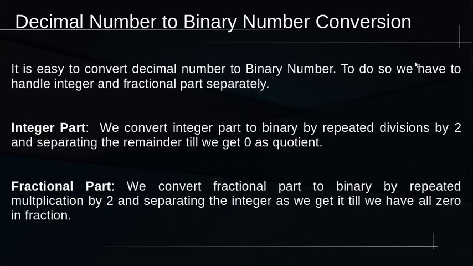Decimal number to binary number conversion. It is easy to convert decimal number to binary number. To do so, we have to handle integer and fractional part separately. For integer part, we convert integer part to binary by repeated division by 2 and separating the remainder till we get 0 as quotient. For fractional part, we convert fractional part to binary by repeated multiplication by 2 and separating the integer as we get it till we have all 0 in fractional. Let's understand through an example.